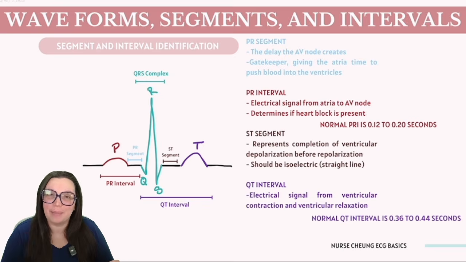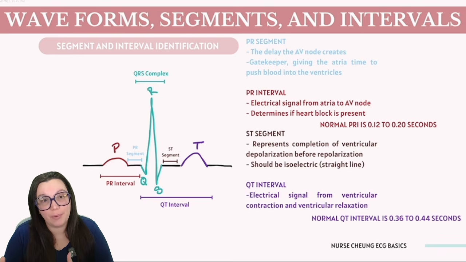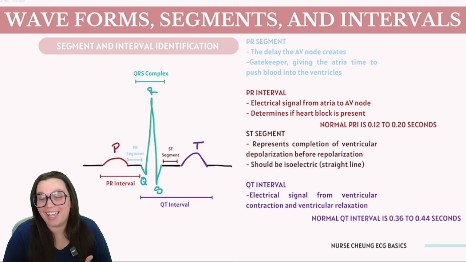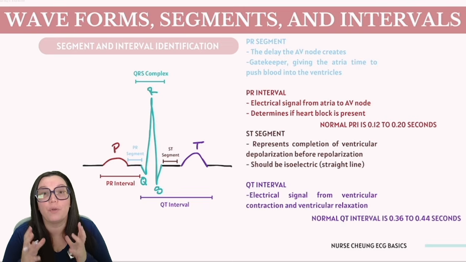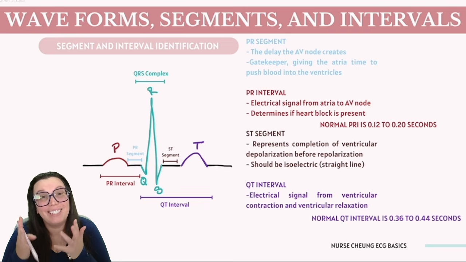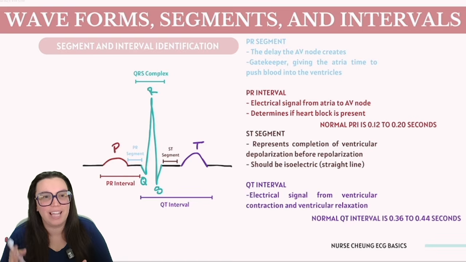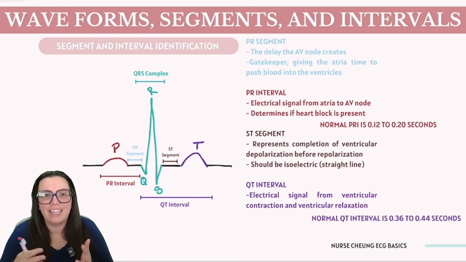Next, let's talk about segments and intervals. Located between our P wave and the QRS complex, we have the PR segment, which illustrates the delay introduced by the AV node. This delay, orchestrated by the AV node's role as the gatekeeper, allows the atria sufficient time to transfer blood into the ventricles before those ventricles begin to contract. Within the same region, we can identify the PR interval, which is a critical measurement at the onset of our P wave, and it continues up until the start of our QRS complex. Understanding and measuring the PR interval is vital when we're diagnosing conditions like heart blocks.